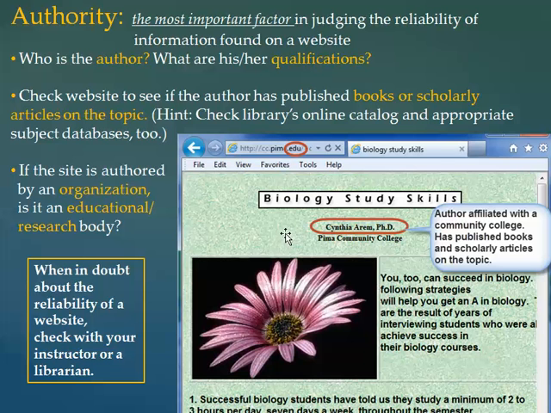This website, for instance, can be counted on to be reliable. We've checked on the author, and she has a PhD and works at community colleges, and she has also published other books and scholarly articles on the topic of study skills.